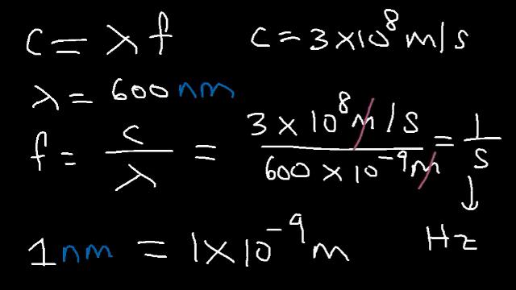So let's type it in. 3 times 10 to the 8 divided by 600 times 10 to the negative 9 gives you a frequency of 5 times 10 to the 14 hertz.